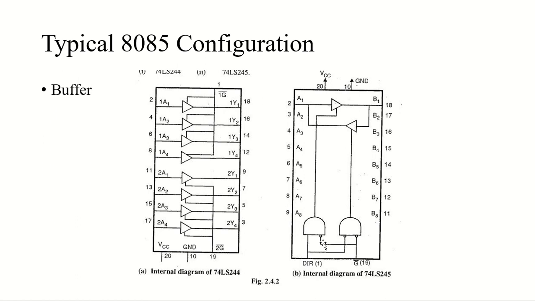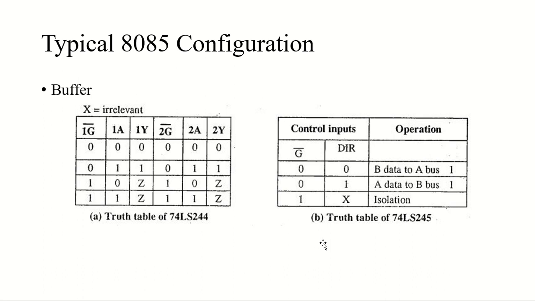Each buffer can sink 24 milliampere and source 15 milliampere of current, right? Just like tri-state devices. Now here you can see the truth table for that. We have 1G, 1A, 1Y, 2G, 2A, 2Y, and different inputs are giving us different outputs.